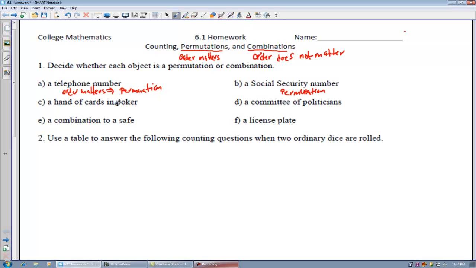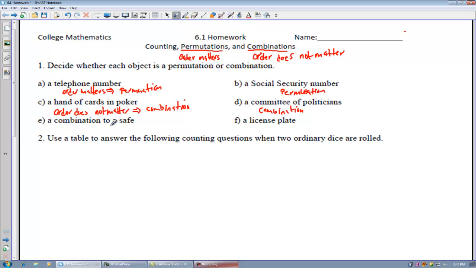Hand of cards in poker. In a poker hand, the order does not matter. If you had four 2s and a 5, you could have four 2s and then a 5, or you could have a 2, a 5, and three 2s. So the order does not matter, which implies that this is an example of a combination. A committee of politicians, again, the order does not matter, so this is another example of a combination.